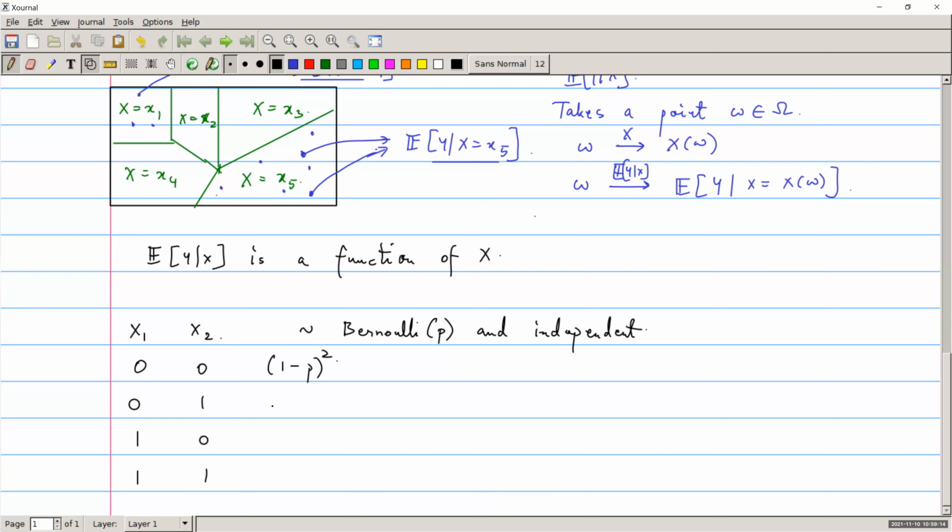This one? 1 minus p times p, and p squared.